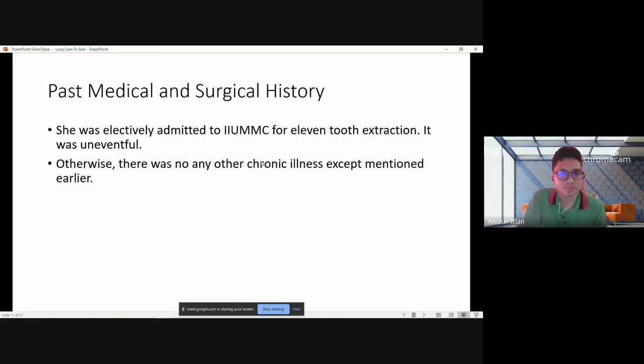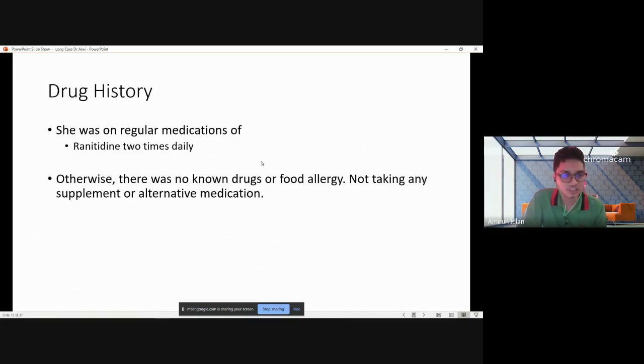For the past medical and surgical history, other than cerebral palsy and also GERD, she was electively admitted for 11-2 extraction. It was uneventful. Otherwise, there were no other chronic illnesses. For drug history, she was on regular medication of ranitidine 2 times daily for GERD. Otherwise, there was no known drug or food allergy, and she was not taking any supplement or alternative medication.